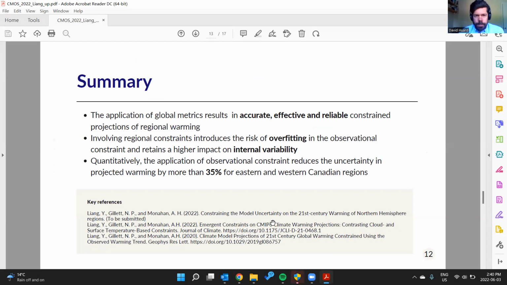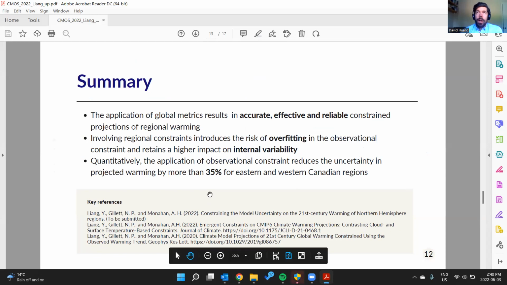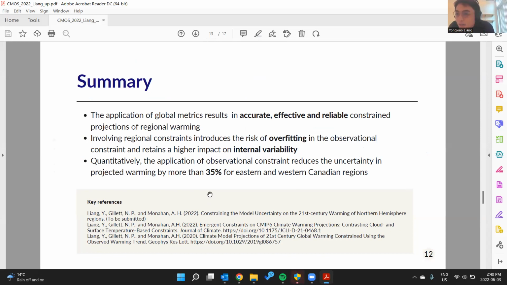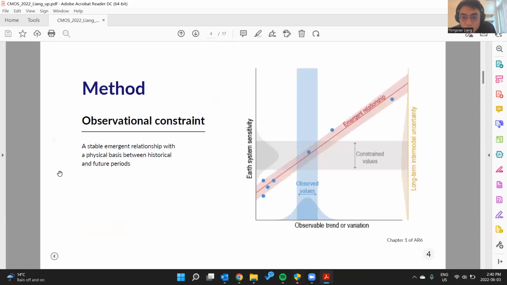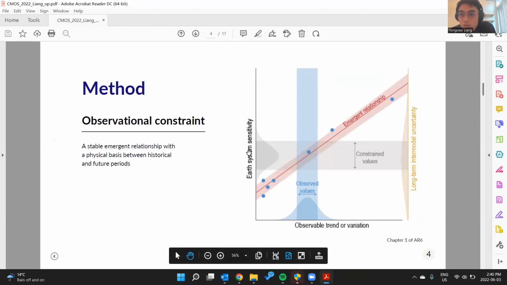Otherwise, I have one. Are you basically selecting models that agree with each other? In your sampling test, you're comparing one model against the other models and finding those that agree with each other. Did I understand correctly? Well, I think the method here is based on this linear relationship between the historical metric and the projections, not comparing models with each other.